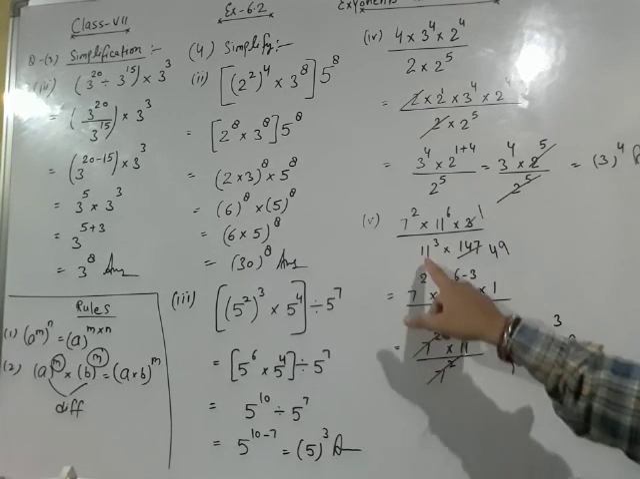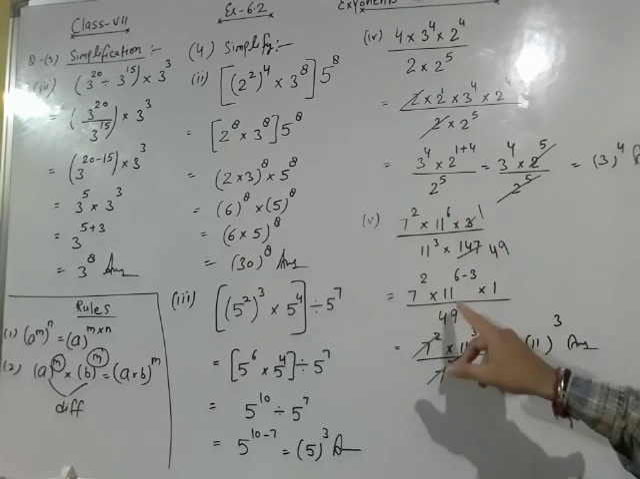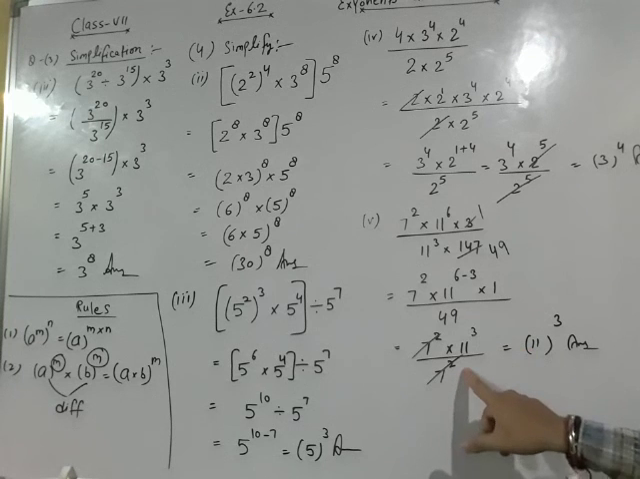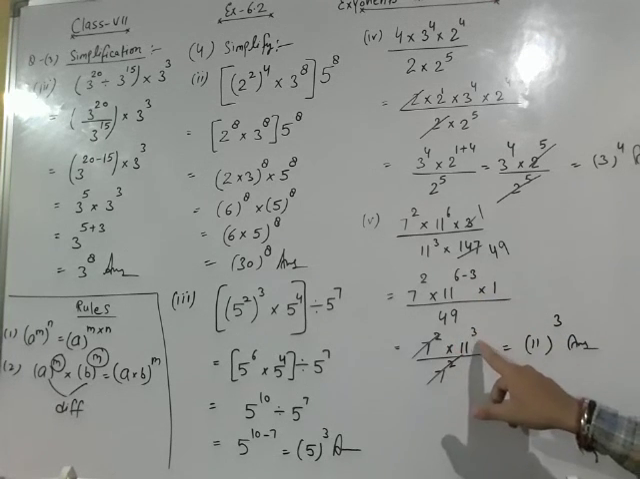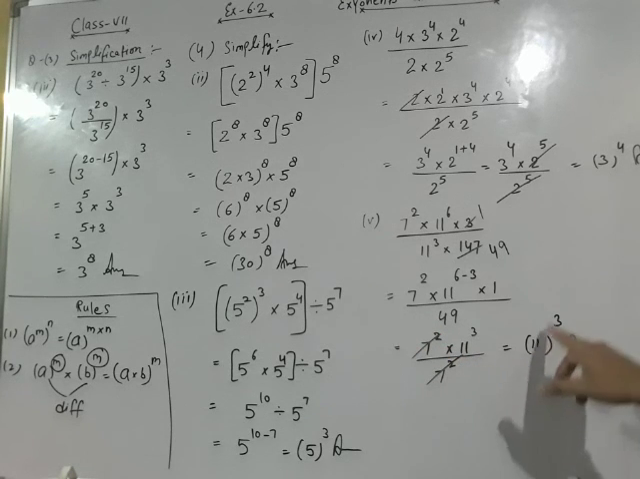And this 1 upon 11 raised to the power 3 is adjusted with 11 raised to the power 6 already. So what is left? 49. 49 can be written as 7 square, and 6 minus 3 is 3 power, 7 square is same. 7 square is cancelled by 7 square, 11 raised to the power 3 is the final answer.